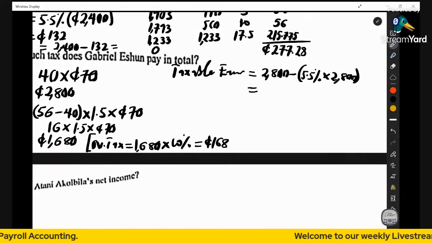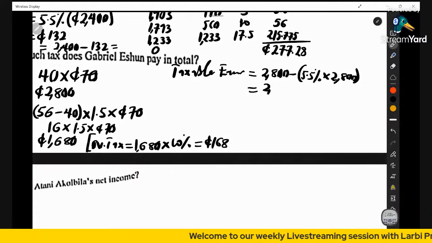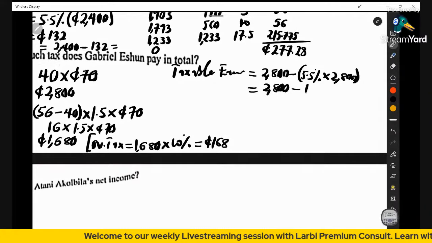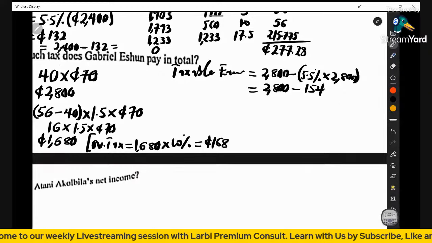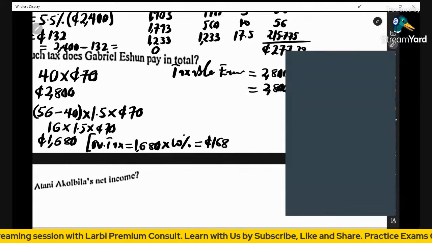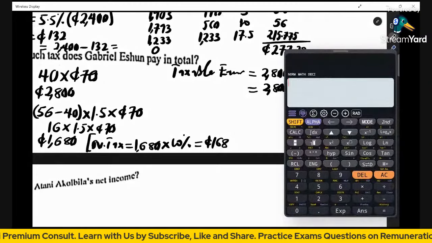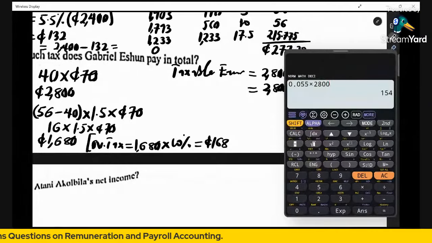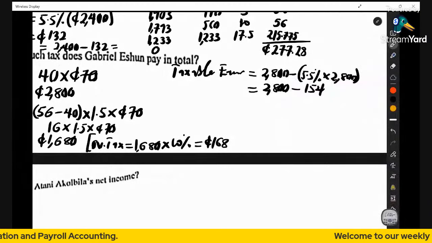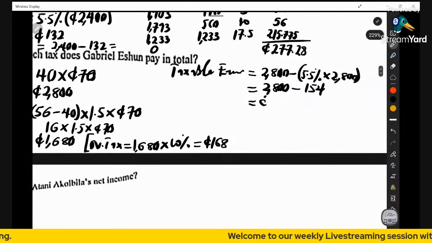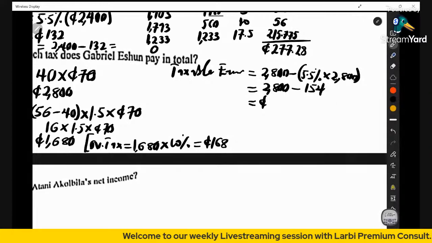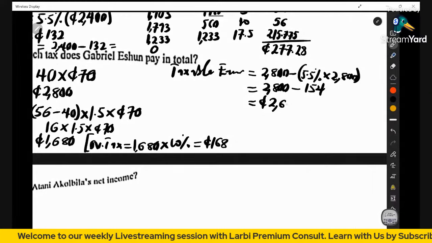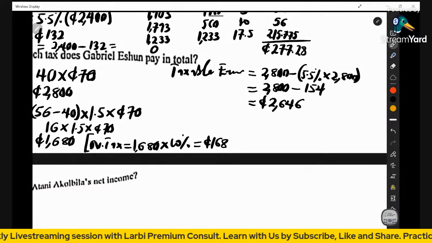So here should be 2,800, and here I had 154. Somebody can compute that, and let's see if that is true. 5.5% is 0.055 multiplying 2,800. I had 154. I think that is right. Once you get that, when you take the difference, you should get a taxable earning of 2,646.